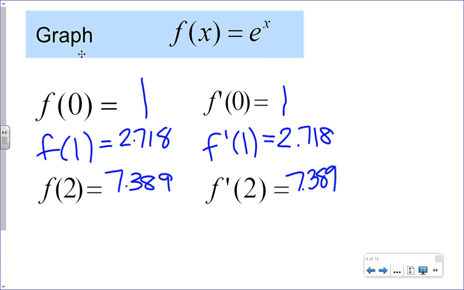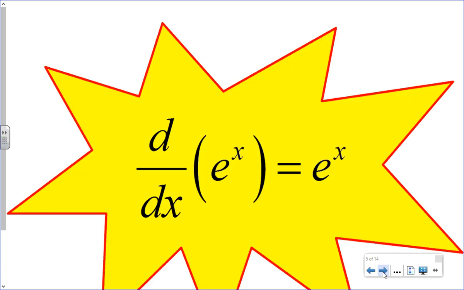What happens? Okay, are you ready? The easiest rule you will ever have to know. The derivative of e to the x is e to the x. Right? Isn't that so fun?